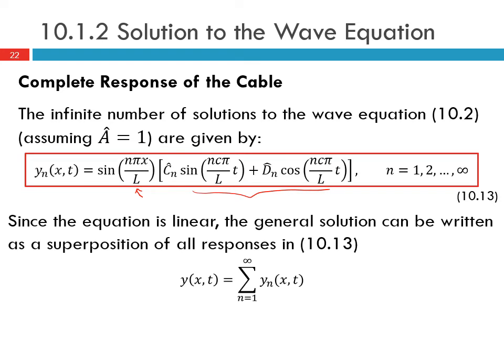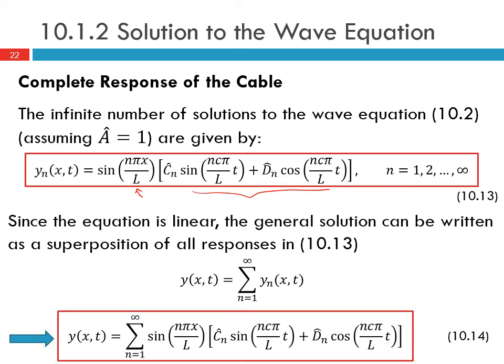Since this equation is linear, the general solution can be written as a superposition of all the responses. So y of x and t is just going to be the sum, n goes from 1 to infinity, of all these yn of x and t. So y of x and t is the sum, n goes from 1 to infinity, of sine n pi x over L times cn sine nc pi over L t plus dn cosine nc pi over L t.